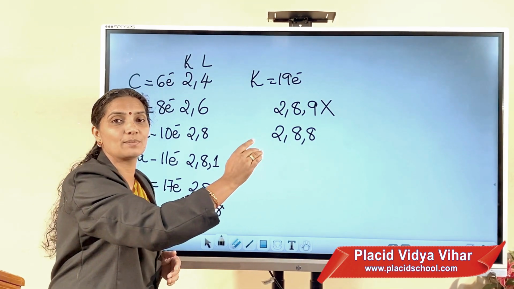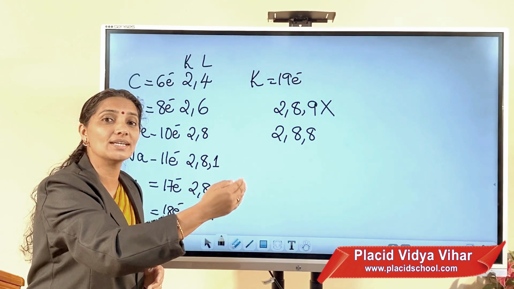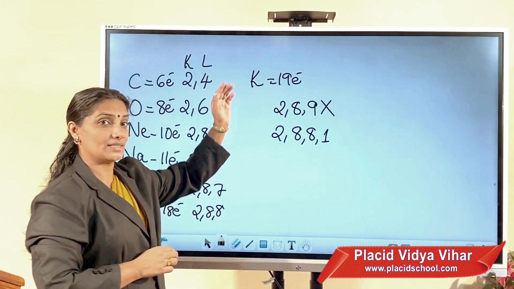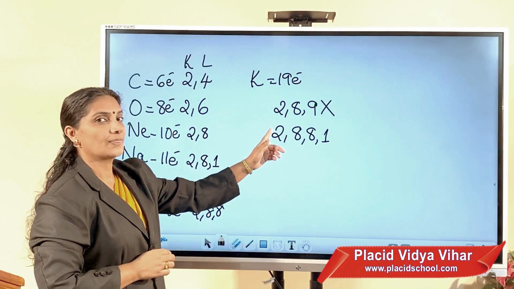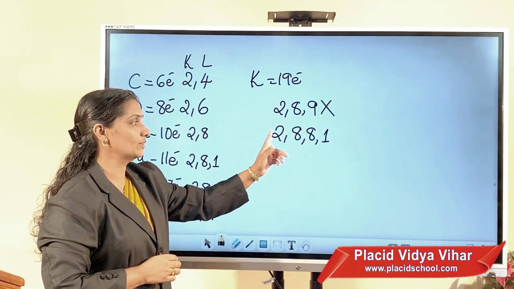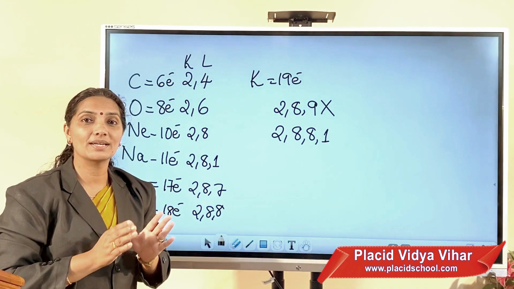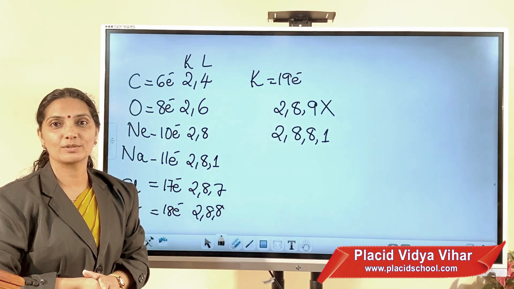And what happens to the remaining 1 electron? It goes to the next energy level. It takes one more shell. So potassium has electronic configuration 2, 8, 8, 1. It completely follows the Bohr-Bury rule.